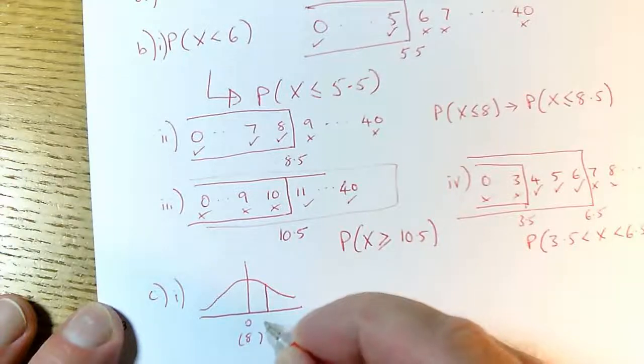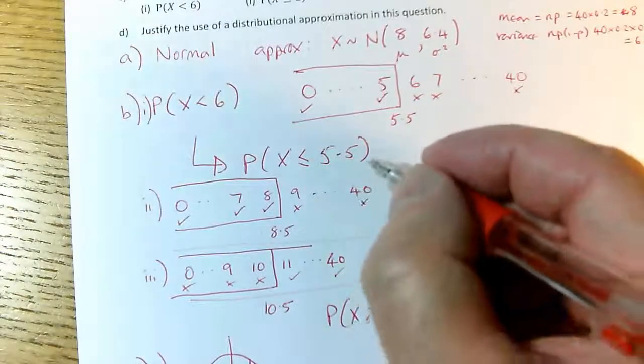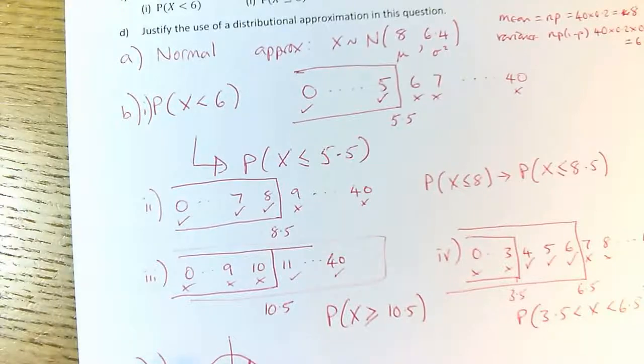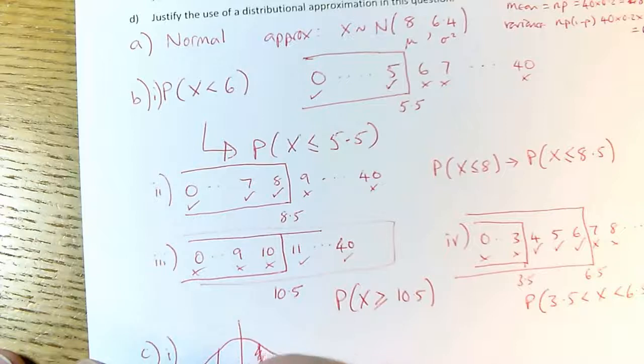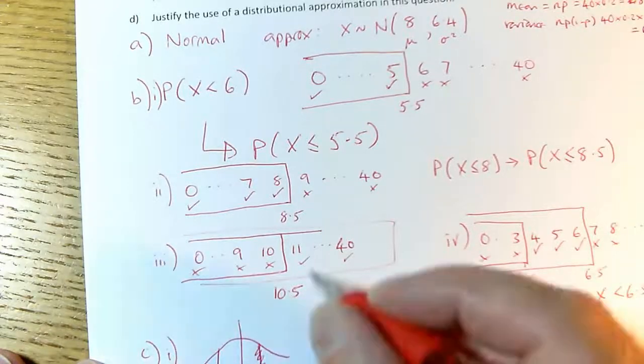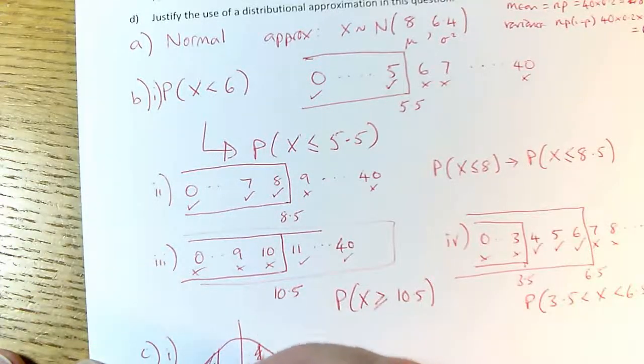Oh no, it's not, I'm talking rubbish, aren't I? I'm doing the second one or something. The first one we're doing 5.5. We want to be less than 5.5. So there's 5.5, I want to be less than that. So there's my picture.